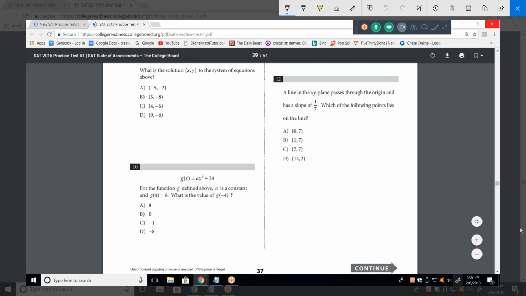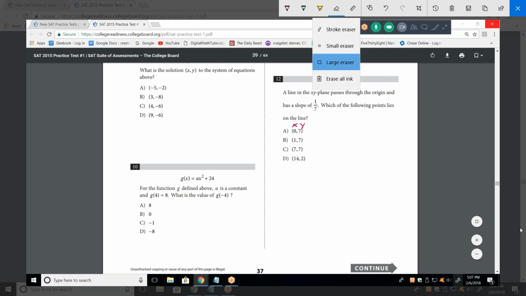A slope of 1/7. Which of the following points lies on the line? When they ask you a question like which points lie on a line, what you need is the equation of that line, because what we're looking at are x points and y points. So if you give me the equation of that line, then I can tell you which of these points are on the line. They have to fit the equation.